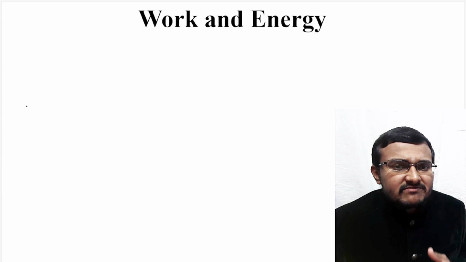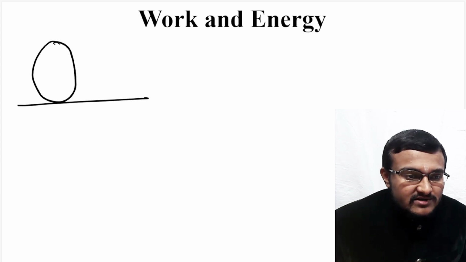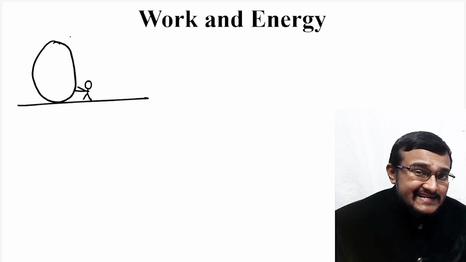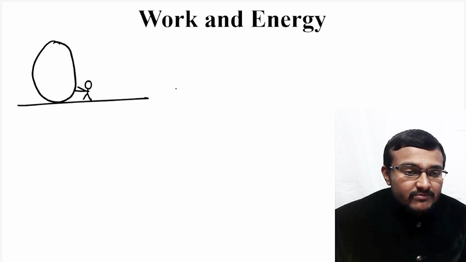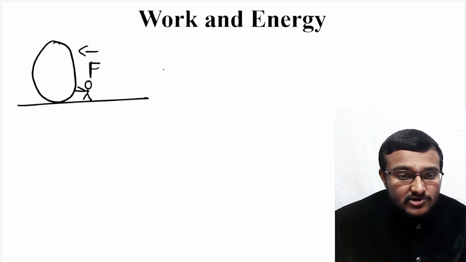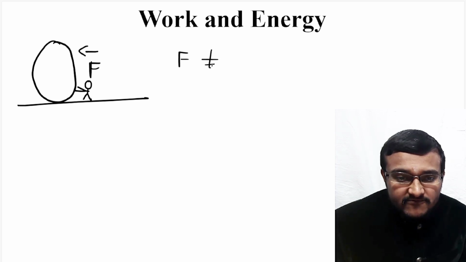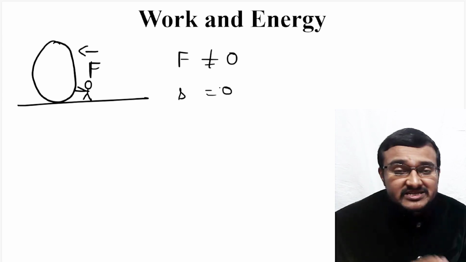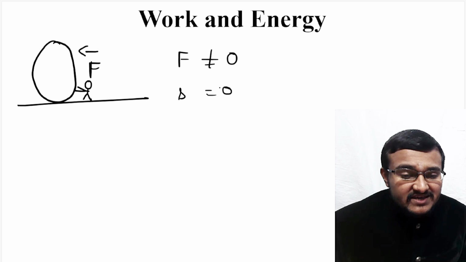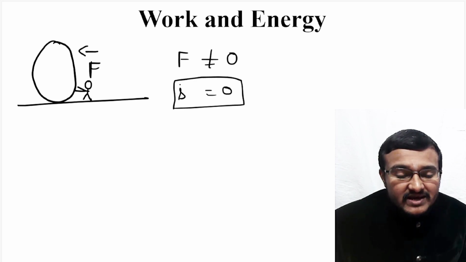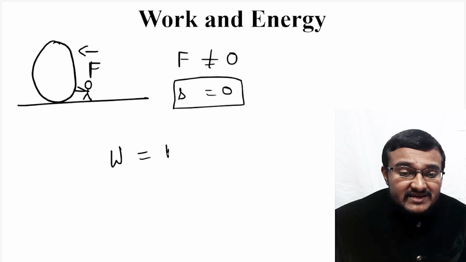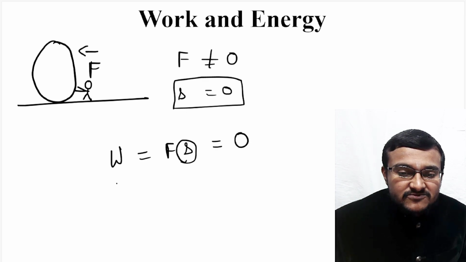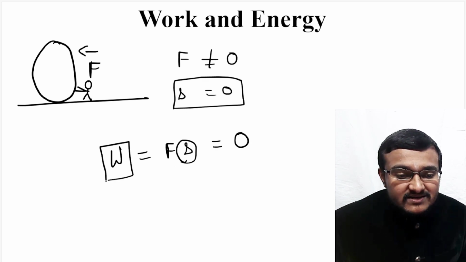Now coming back to the example, there was a big rock lying on the ground, and a person was trying to push this rock. But the rock was not getting displaced. It stayed where it was. Still, the person was applying force on the rock, so F is not equal to 0. But displacement is 0 because the rock is not moving from its initial position at all. So work done is F into displacement. F is non-zero but S is 0, so the entire equation becomes 0. So work done is 0.